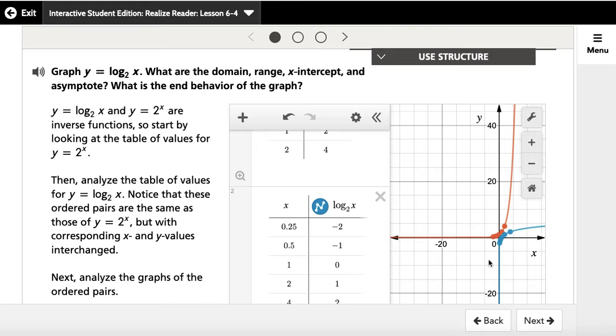Domain. The domain is only the positive values for x because we have no negative values for x. Range. It goes down to negative infinity and up to positive infinity, so it's all real numbers for the range.